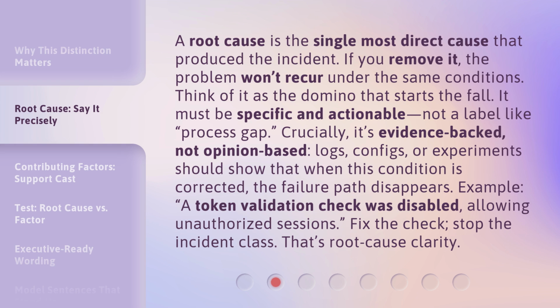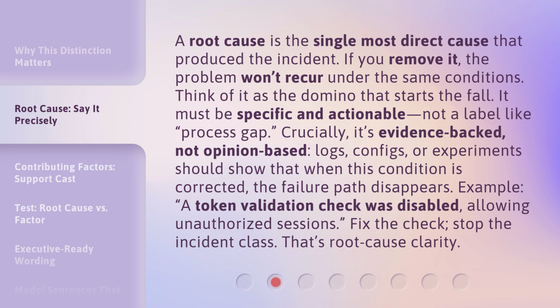A root cause is the single most direct cause that produced the incident. If you remove it, the problem won't recur under the same conditions. Think of it as the domino that starts the fall. It must be specific and actionable, not a label like "process gap." Crucially, it's evidence-backed, not opinion-based. Logs, configs, or experiments should show that when this condition is corrected, the failure path disappears.